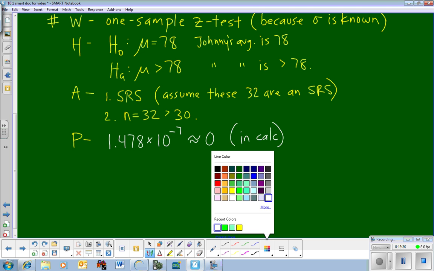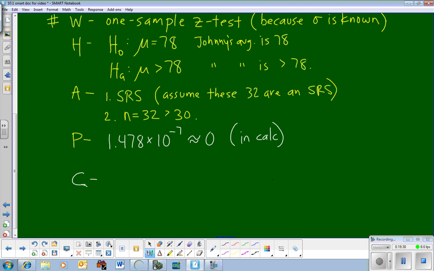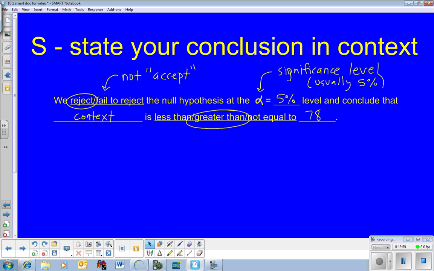All right. Oh, S: state the conclusion in context. I'm going to try to get through this quickly. We reject. He's a liar. Maybe he's just an exaggerator. We reject the null hypothesis. Remember this, we've got a template. We reject the null hypothesis at the alpha equals any level, really.